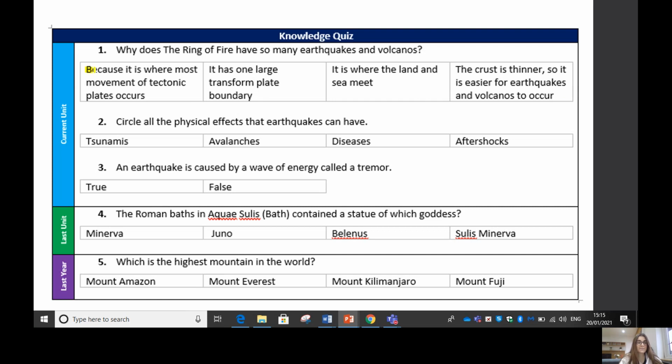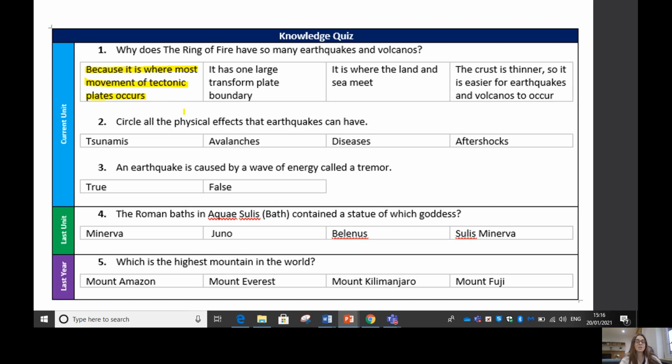Welcome back. It is the first option. It is because it is where most movement of tectonic plates occurs. So remember, the Pacific plate is a large plate and it crashes into lots of other plates, and around its boundary is the Ring of Fire.